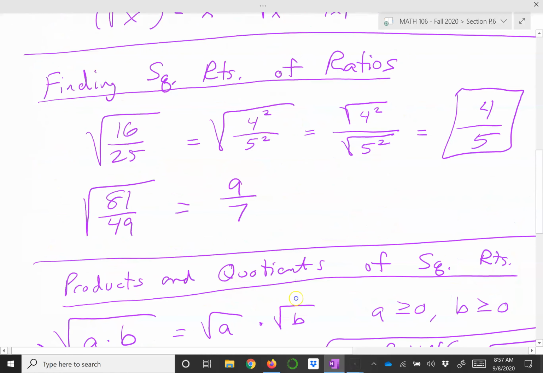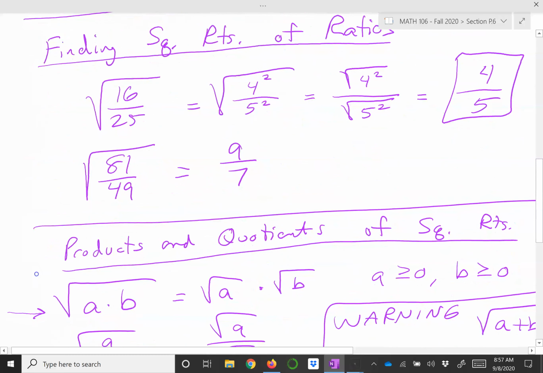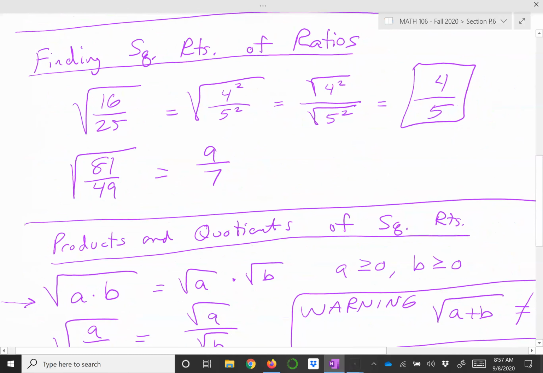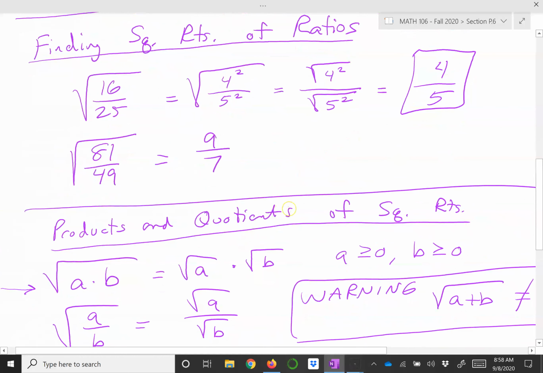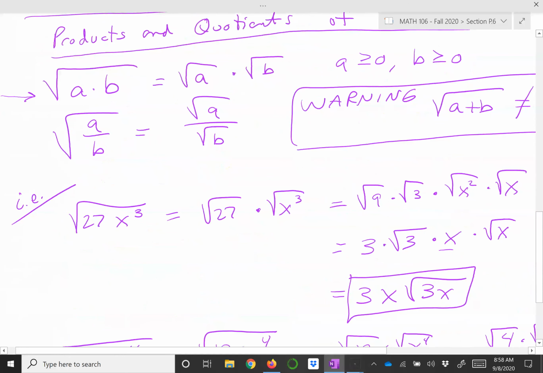So the first type of problem in section P6 is just finding square roots of ratios. These are pretty straightforward. All right, so these are easy. If you take the square root of things that you can take the square root of, you just get the solution. Like the square root of 81 over 49: the square root of 81 is 9, the square root of 49 is 7, boom, you're done.